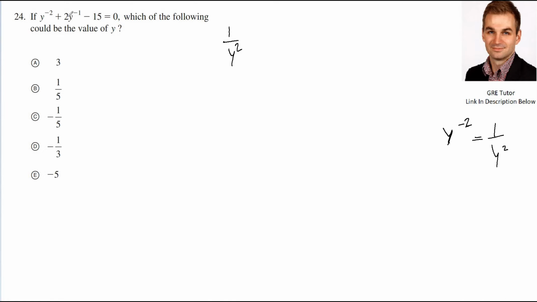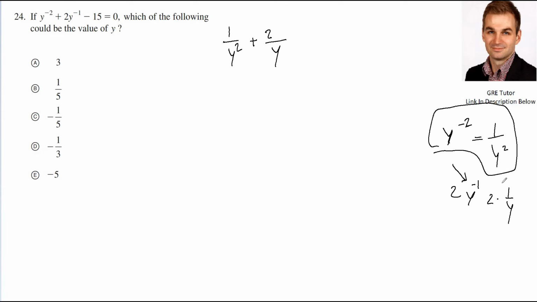Then I'm also going to change this to 2 over y. That's just 2 times y to the negative 1, which is the same thing as 2 times 1 over y. That's using the same property we had here, but with the negative 1 exponent, and that turns into 2 over y. So that's where we're at there, plus 2 over y, and then I'm going to bring this 15 to the other side.